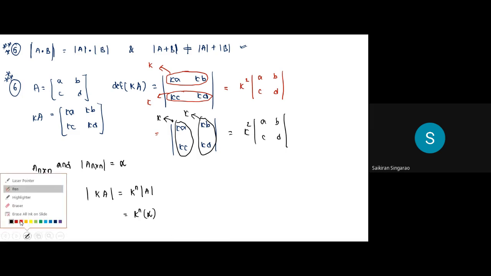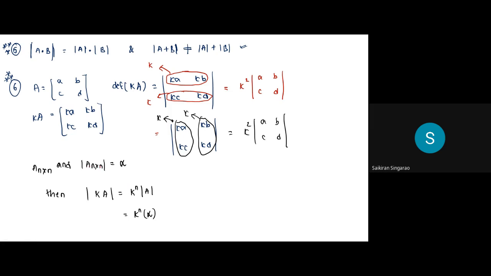Why or how did this happen? Because there are n rows or n columns and you're trying to find kA. When you do kA, all the elements will get multiplied with k. All the elements, all the rows, all the columns will get multiplied with k. And from each row or each column, you'll take 1 k common. How many rows are there?